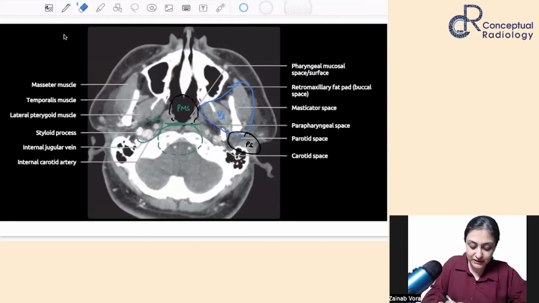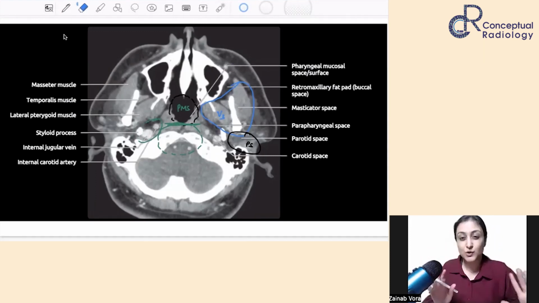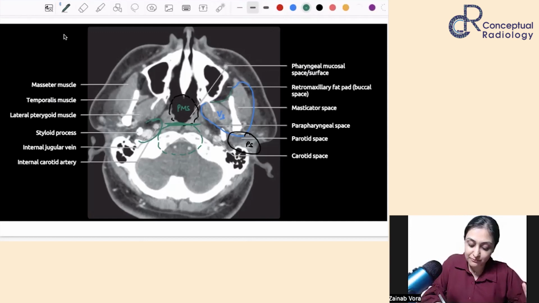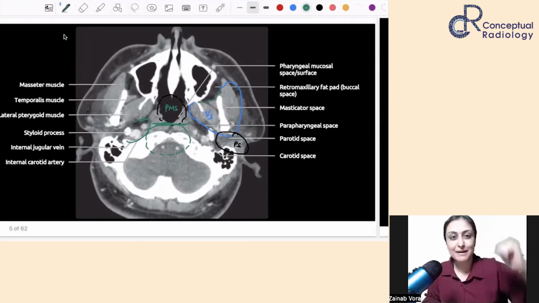And what is this bone here? This bone here is the styloid process. Okay, so grossly speaking, are you comfortable with all of the words which are written here? Yes, you are. And this fat pad here is retromaxillary fat pad. Okay, so you will be comfortable in a while if you're not comfortable. So this is my suprahyoid.